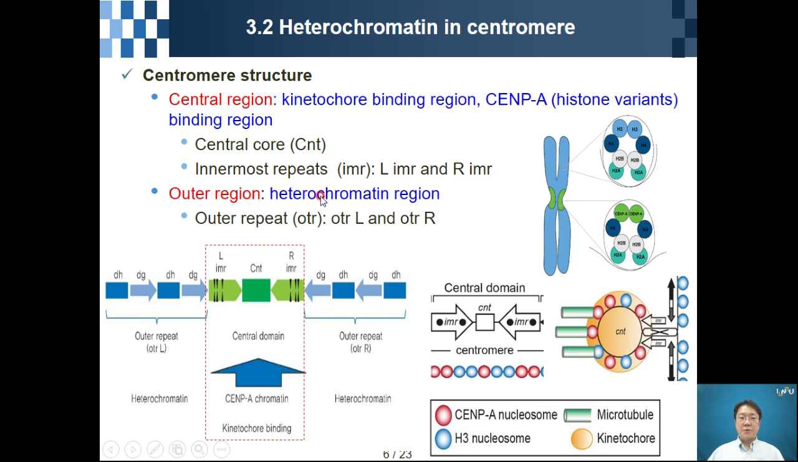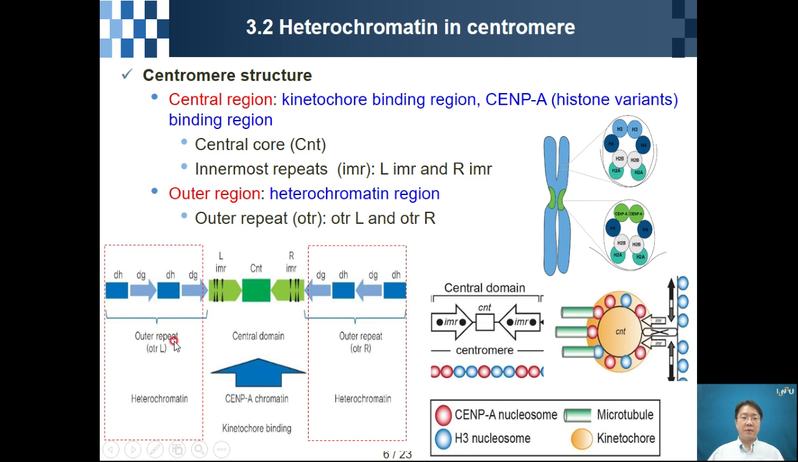Okay, and also the outer region is what we call the heterochromatin region. The outer region is composed of the outer repeat. This is the outer region, and this is also the outer region. So we call it the outer repeat.